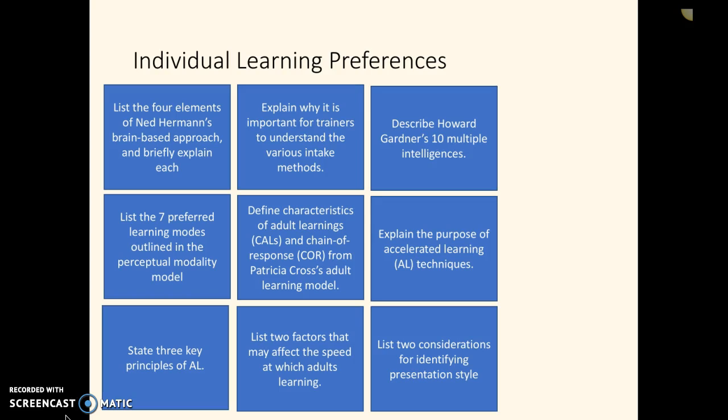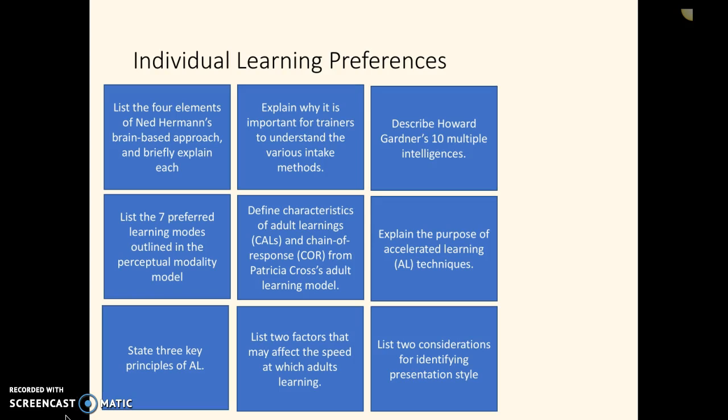We'll then look at intake methods and why it's important for trainers to understand them, followed by looking at Howard Gardner's 10 multiple intelligences. After that, the section will explore perceptual modalities to learning and look at the 7 preferred learning modes, followed by looking at Patricia Cross's model of adult learning, and within that model, exploring the characteristics of adult learners and the chain of response.